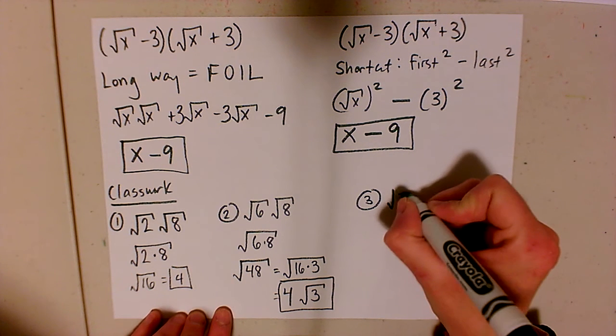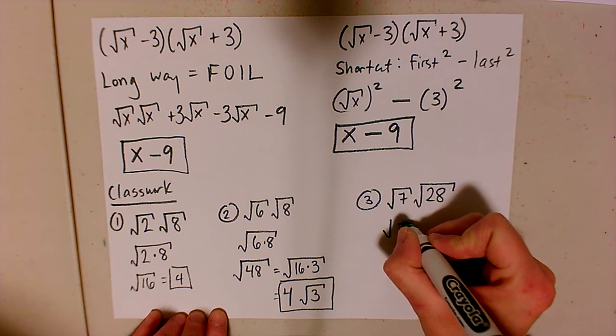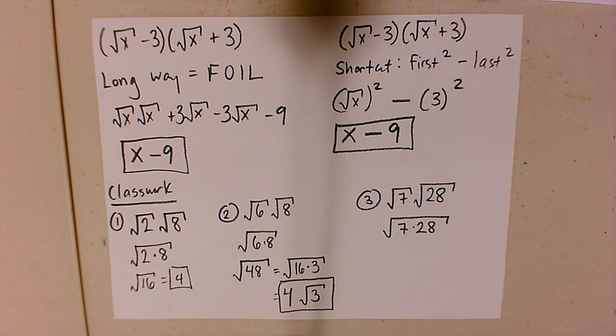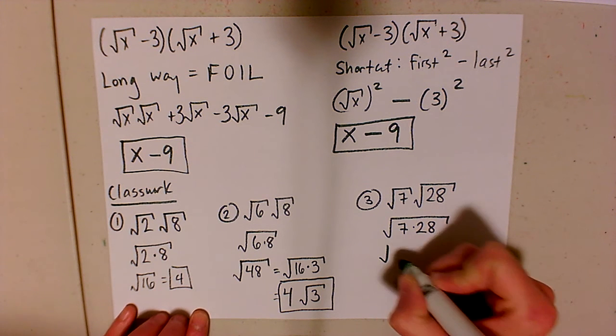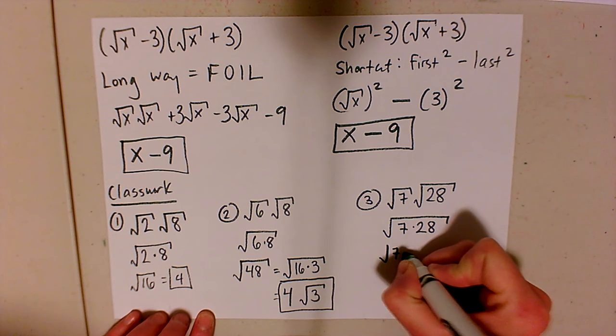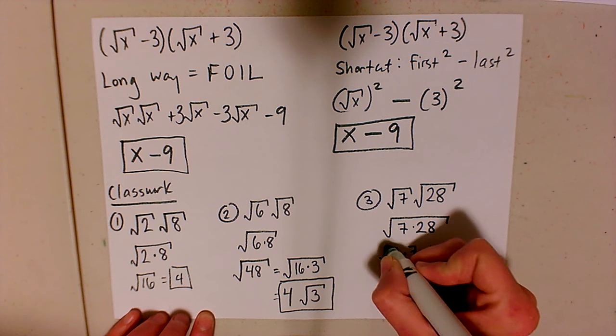For number 3, we have root 7 times root 28, so we can combine this under one radical and have the square root of 7 times 28, right? And 7 times 28, well, I don't know that off the top of my head, but that's okay. It might be better that I don't know that off the top of my head. I know that 28 is the same thing as 7 times 4. So let's break this down a little bit. I probably could get away with doing this without a calculator at all. So I'm going to keep the first 7 that I have in there, and then that 28, let's rewrite that as 7 times 4.